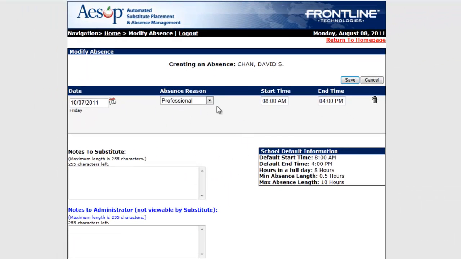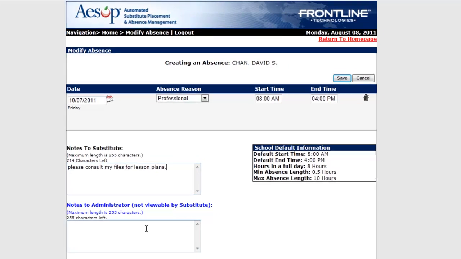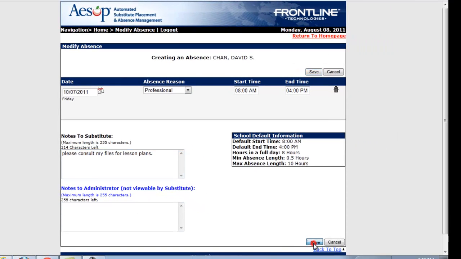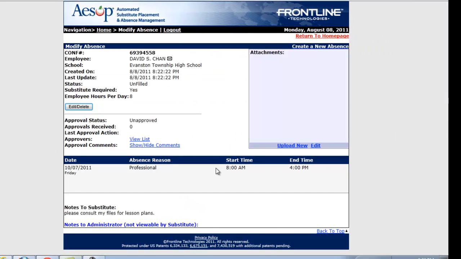Okay, a summary of the options that I just chose is at the top, and then I can include messages to the substitute. Please consult my files for lesson plans. I can also include a note to the administrator, which is not viewable by the sub here. Once I'm done, I'll press Save, and my absence is created.